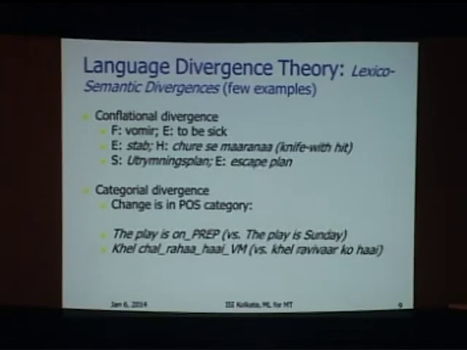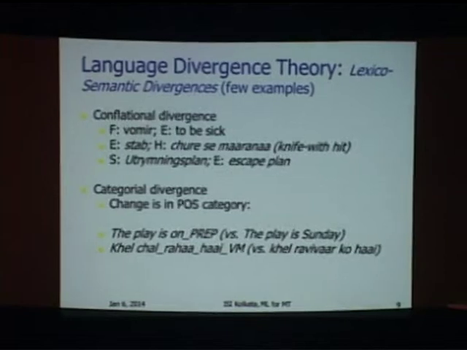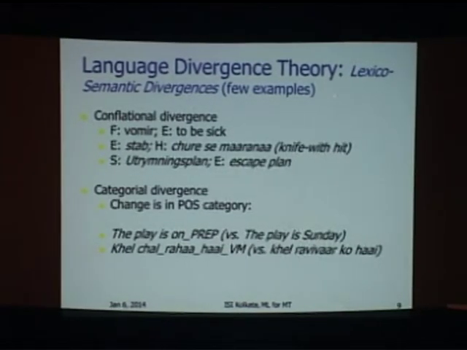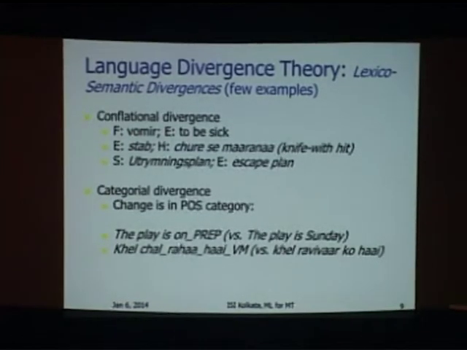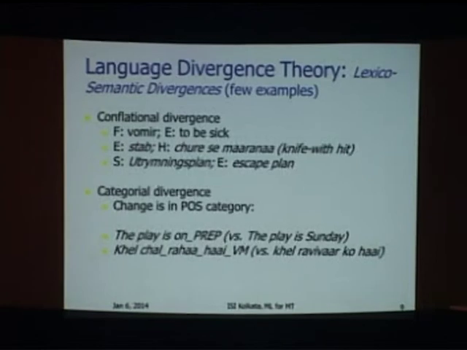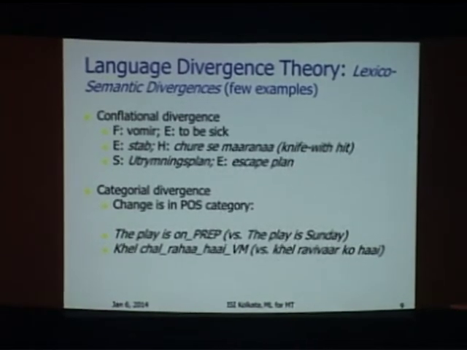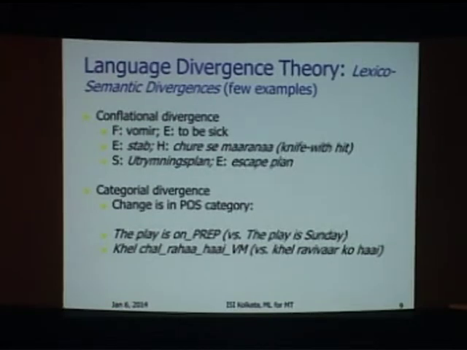Now some examples and categories of divergences. The first divergence we look at is conflational divergence. So the word vomir in French conflates to three words in English, which means to be sick. The English word stab conflates to three words in Hindi, chure se marna. Okay? Bengali is churi diye marna. So a word in English has to make explicit the instrument of action. Okay? The instrument is concealed in the English word.